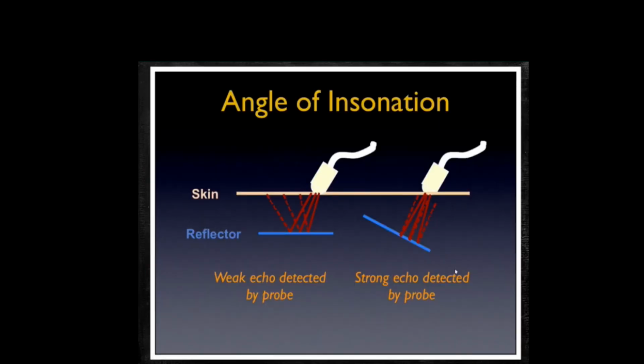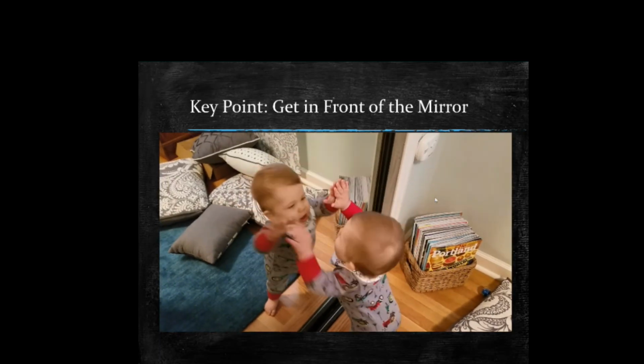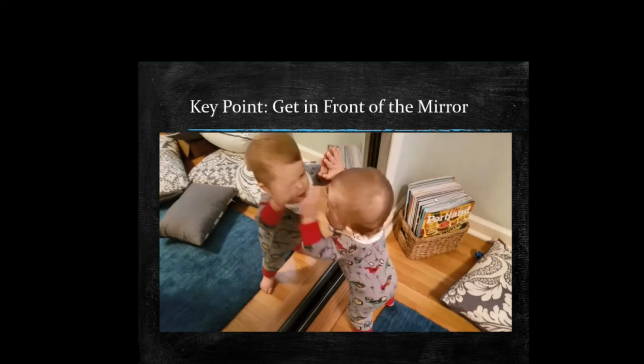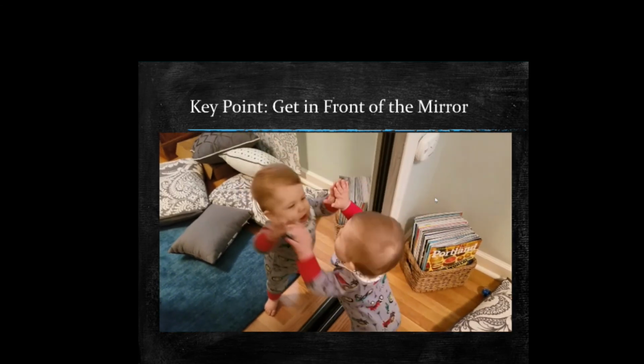A really key point, so image quality is going to be all about angle of insonation. So if you are perpendicular to the probe, as indicated on the right side, we're going to get a really strong reflection detected by the transducer. If you're oblique to that, not as many sound waves are going to be returning or echoing back to that transducer, and it's going to impede your image quality. And I always think about this as just looking at yourself in a mirror. The more you're right in front of yourself, the better you're going to be able to see yourself. So more reflections coming back at you.